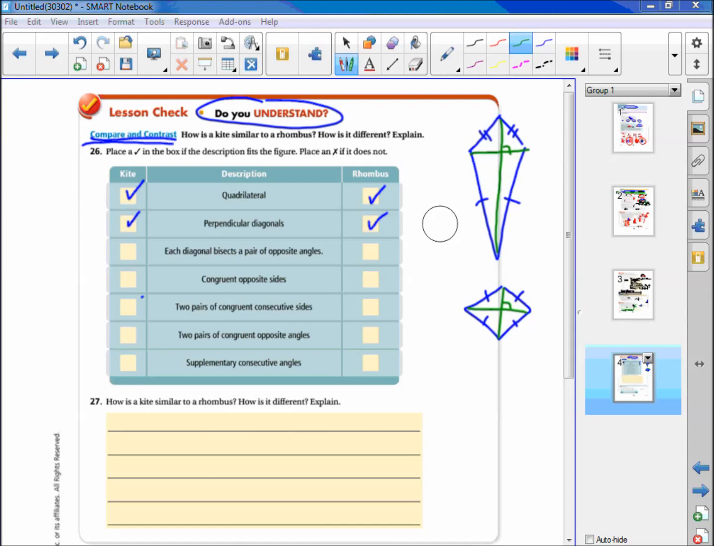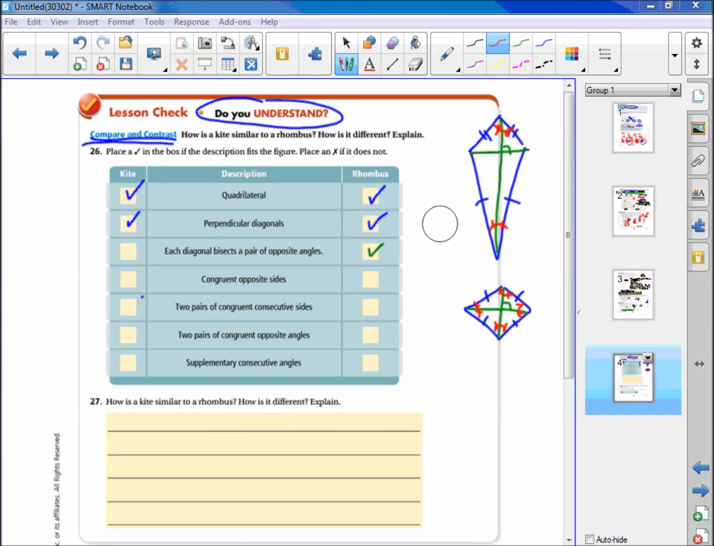All right. Each diagonal bisects a pair of opposite angles. Well, this is going to be true for a rhombus. That's part of the definition of a rhombus. So, like this diagonal is going to bisect here and here and here and here, and all of them are going to be equal. And this diagonal is going to bisect here and here. And here and here, they're not going to be equal to each other, but the pairs are equal. But when you go the other way, it doesn't work.